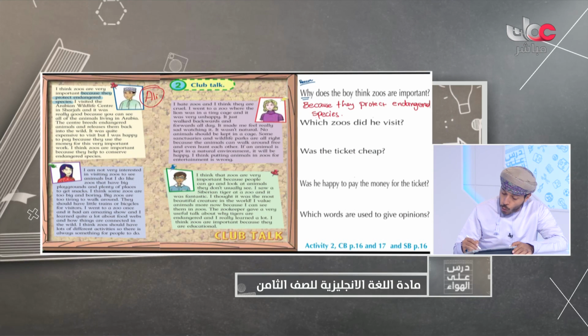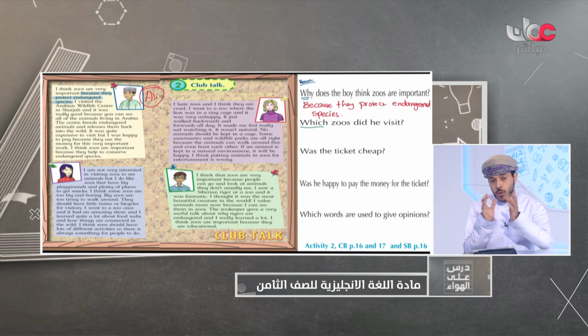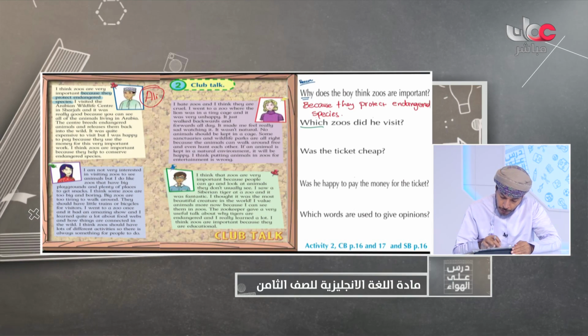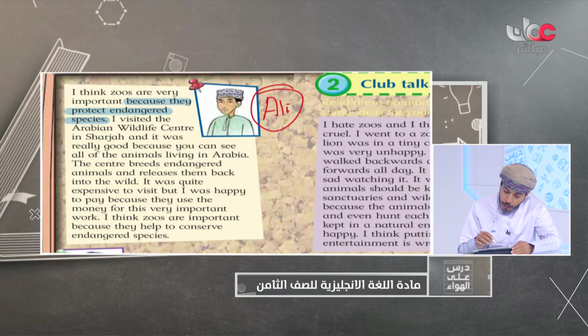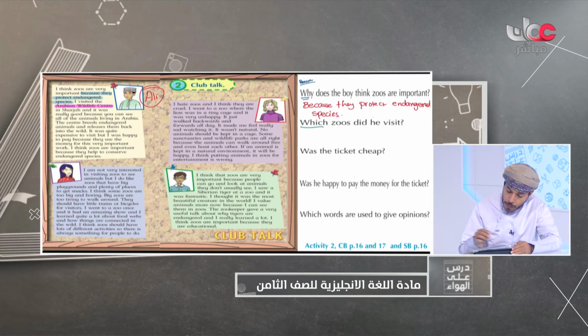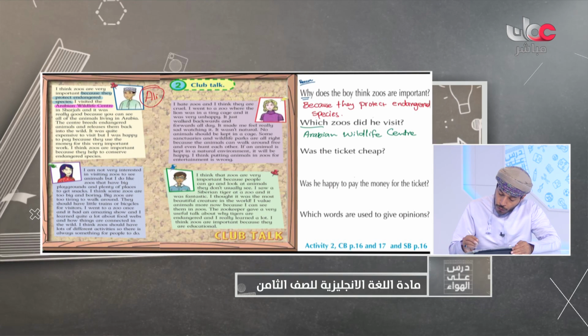Which is used to choose between two things, or more. Which zoo did he visit? So here we have to find out the name of the zoo that he visited. I visited Arabian Wildlife Center in Sharjah. So here the name is Arabian Wildlife Center, which is located in Sharjah in the United Arab Emirates.